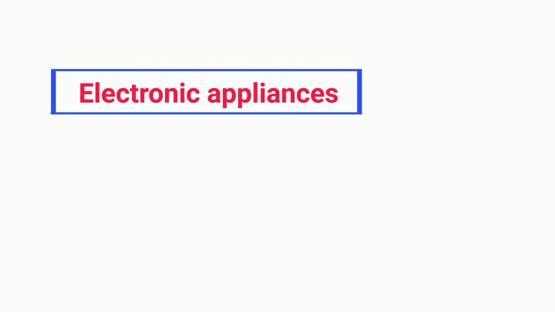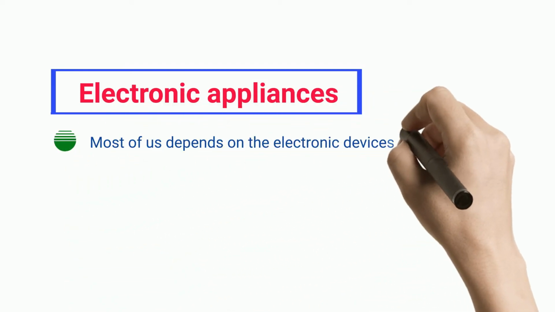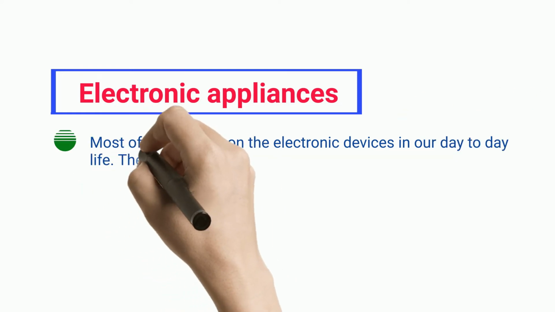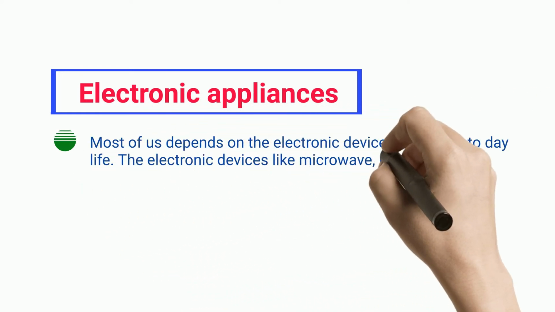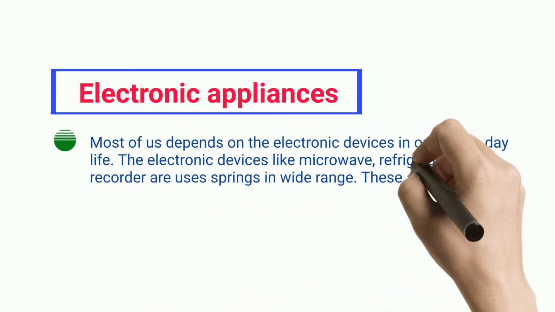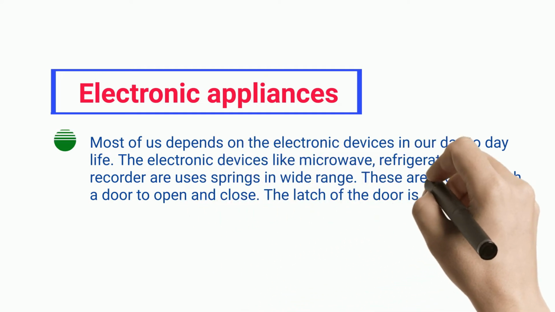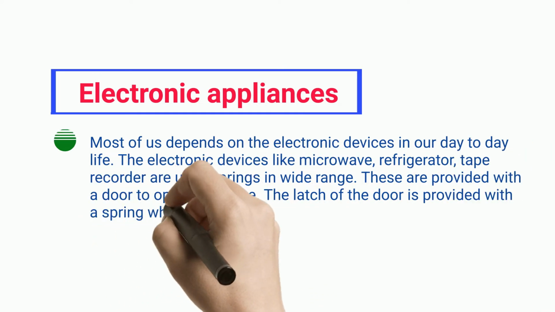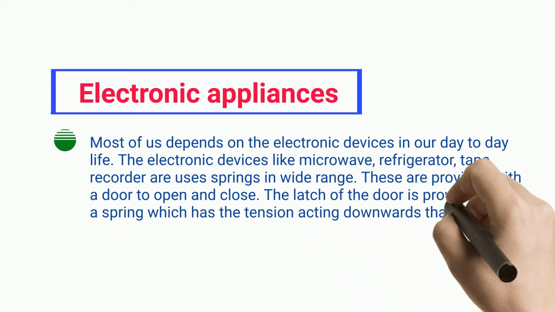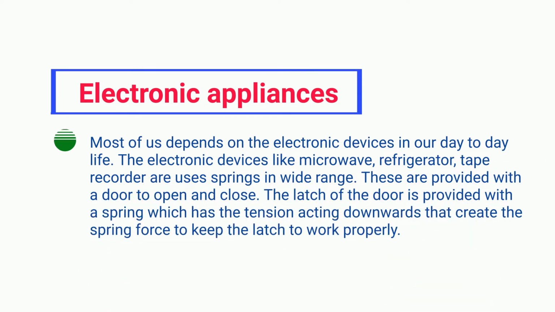Electronic appliances. Most of us depend on electronic devices in our day-to-day life. Electronic devices like the microwave, refrigerator, and tape recorder use springs widely. These are provided with a door to open and close. The latch of the door is provided with a spring which has the tension acting downwards that creates the spring force to keep the latch working properly.